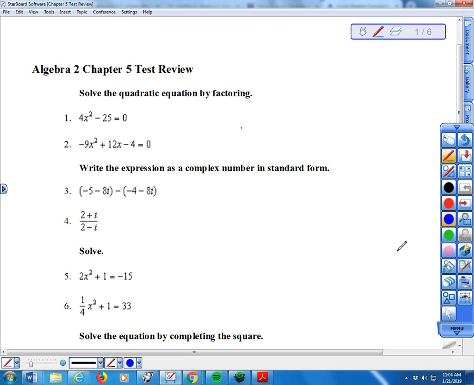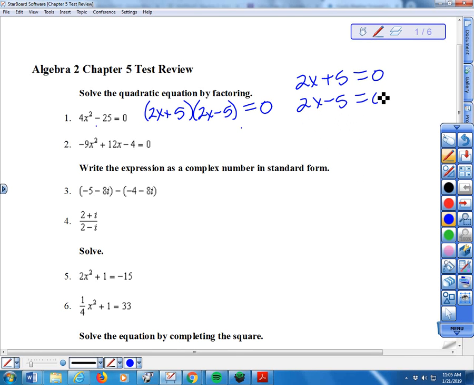So to factor a difference of two squares, you take the square root of both, write it twice, and you notice there's no middle term. The reason is this is positive, this is negative. That's the pattern for difference of two squares. And now I'm going to set those equal to 0 and set each factor then equal to 0. And then solve. So x is either negative 5/2 or positive 5/2.